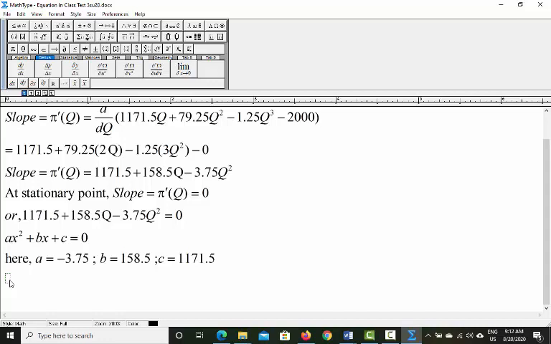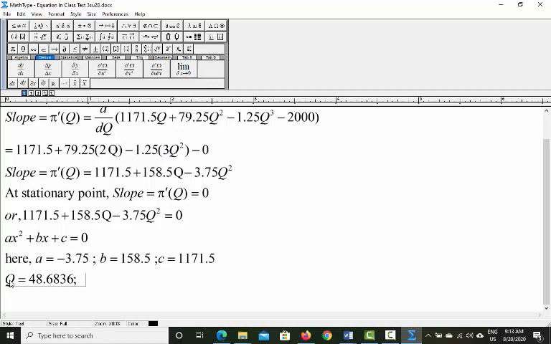1171.5. Right. So let me check if I input the value correctly. Yes, minus 3.75, 158.5, and 1171.5. Right. So here, as I said, you will get two values of the variable. Here Q is the variable. The first value of the variable is 48.6836.